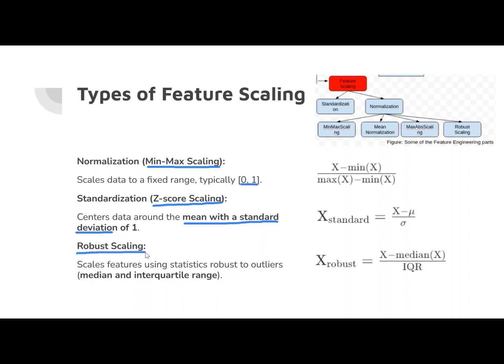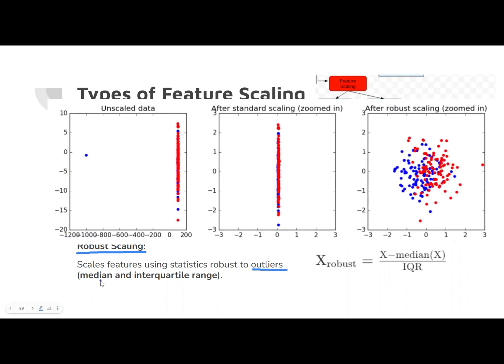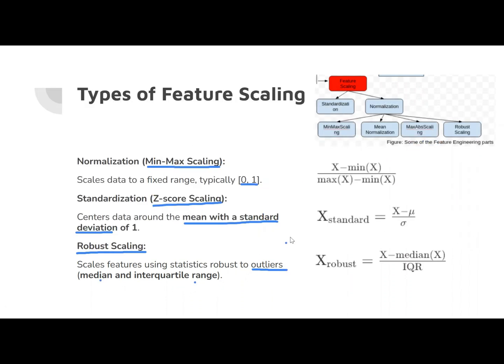Robust scaling. This approach is robust to outliers. It scales the features using statistics like the median and interquartile range, making it useful when extreme values are present.